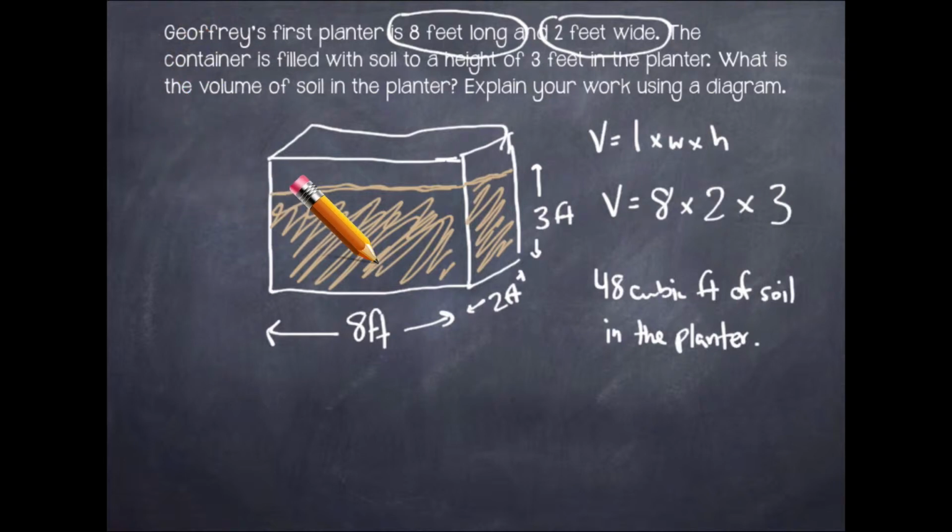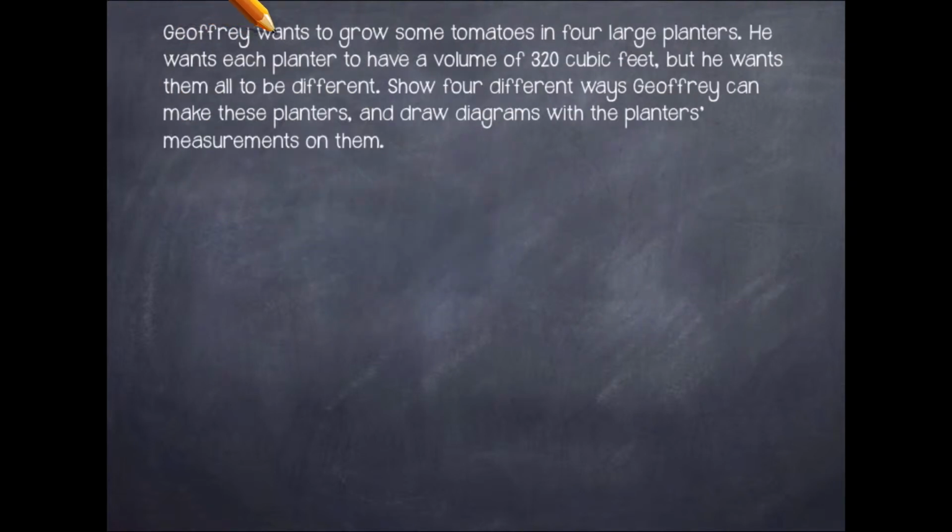So let's take a look at the next problem and see what else we can help Jeffrey out with here. Now it says that Jeffrey wants to grow some tomatoes in 4 large planters. He wants each planter to have a volume of 320 cubic feet, but he wants them all to be different. So 4 different ways Jeffrey can make these planters, and draw diagrams with the planters' measurements on them.